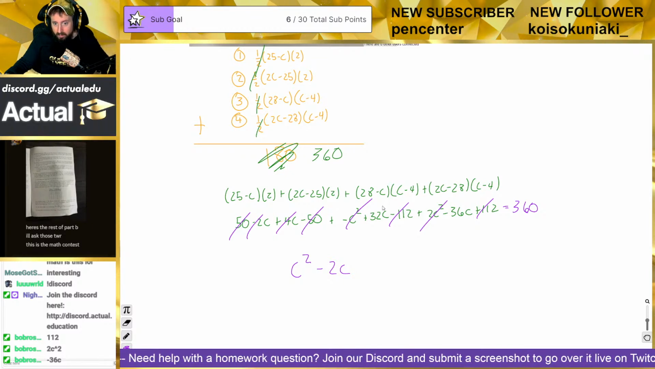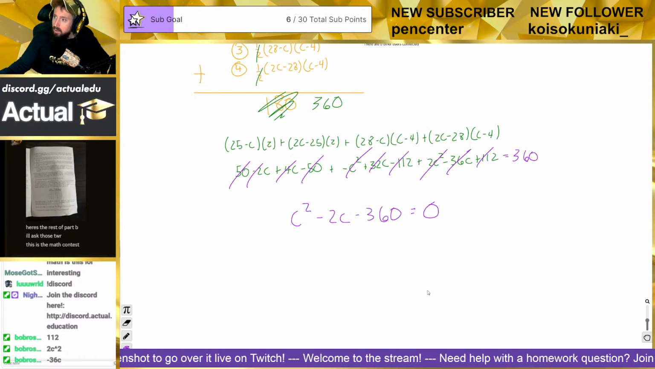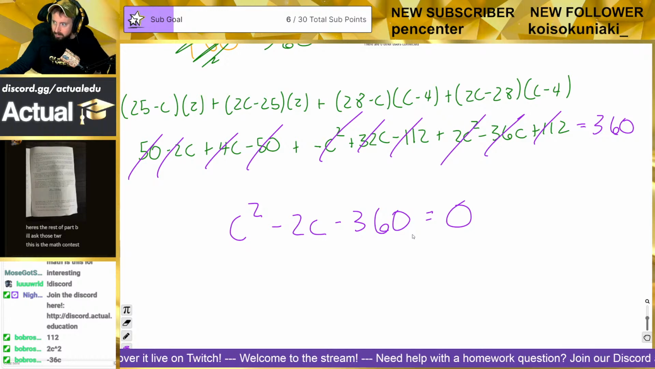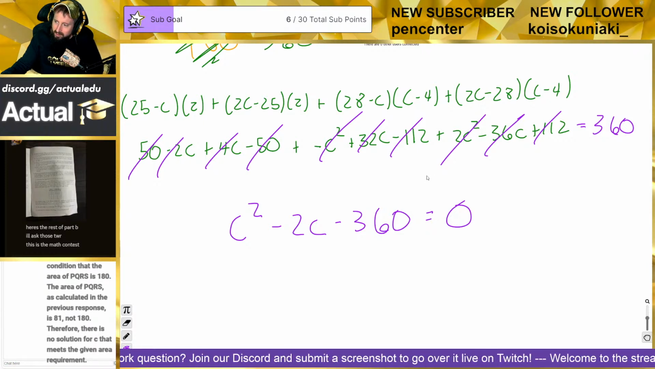Wait, did I get that right? Sorry. Yeah, minus 2, right? Okay, and then this is equal to 360. So I'm going to say minus 360 is equal to 0. Do I have a nice multiple of negative 3 to negative 360? I got like 120 and 3, 60 and 6, 30 and 12.